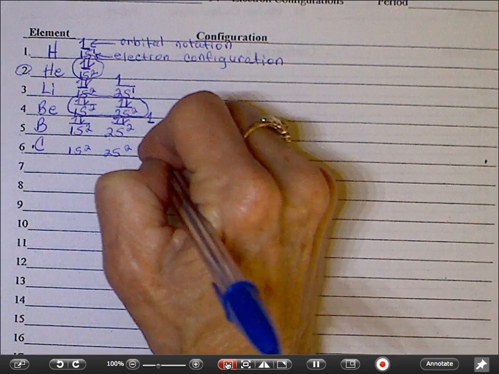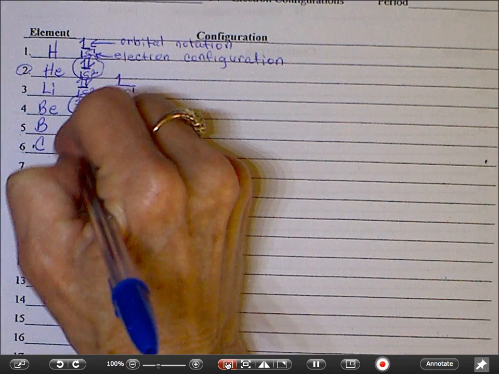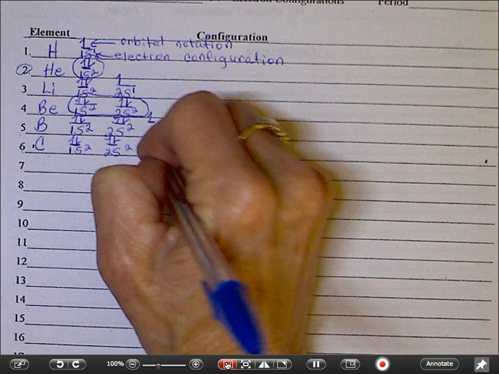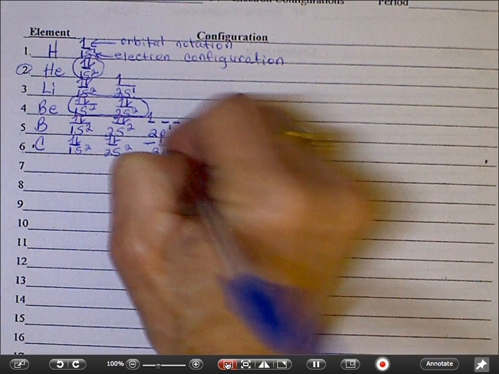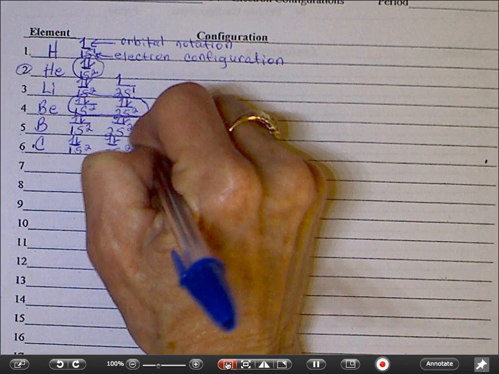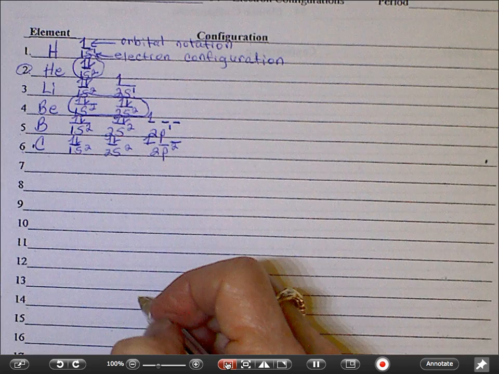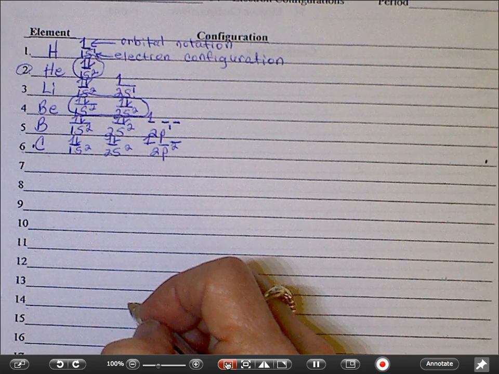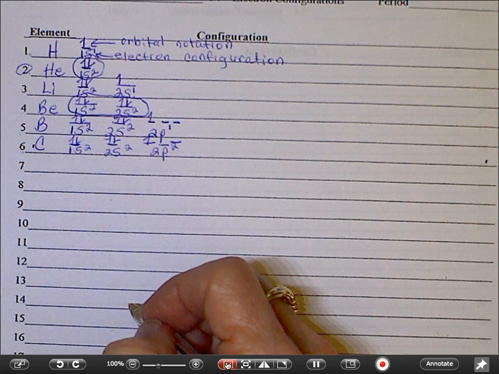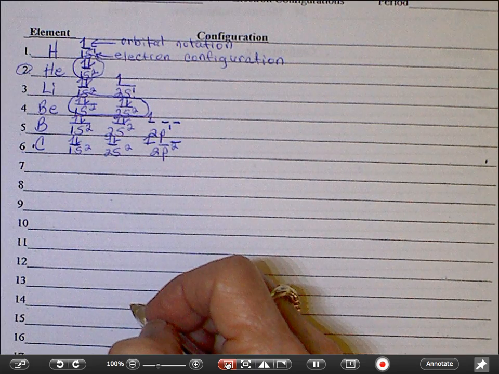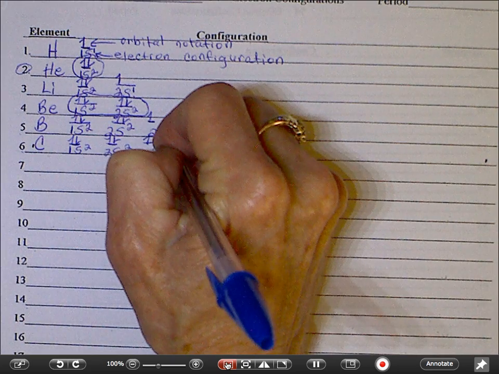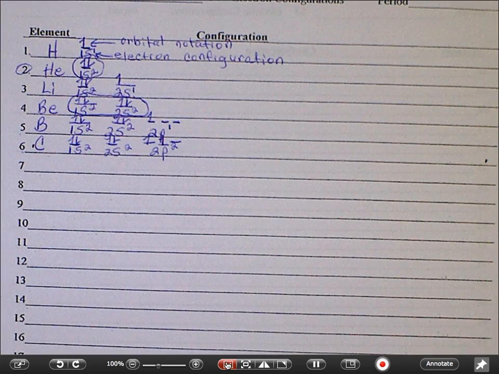I must draw 1 up, 1 down. 1 up, 1 down. My 3. And how many up? This is Hund's rule. You cannot put a down arrow next to your up arrow till you fill all 3 up arrows first. So the next one is up. Okay?